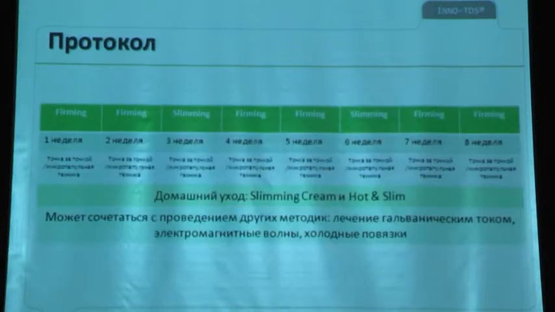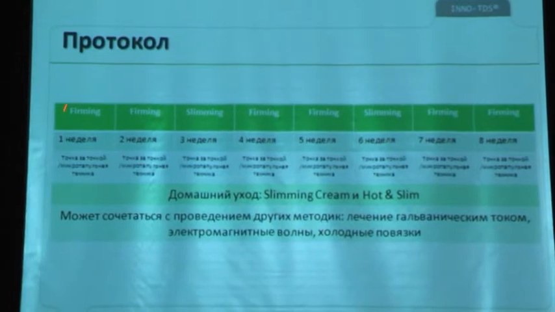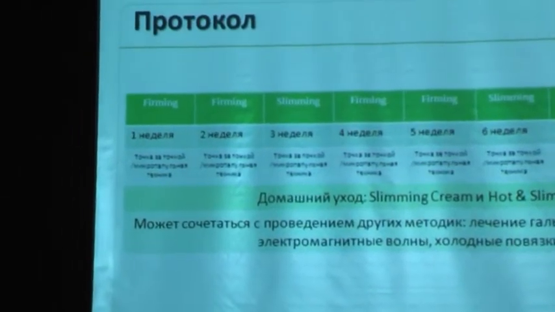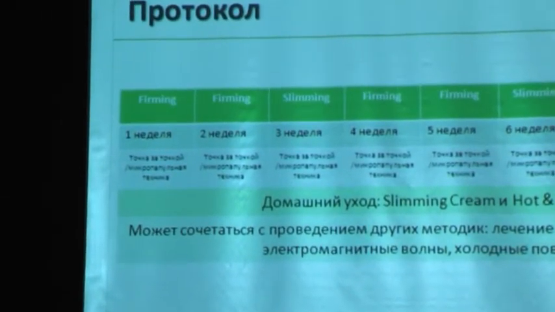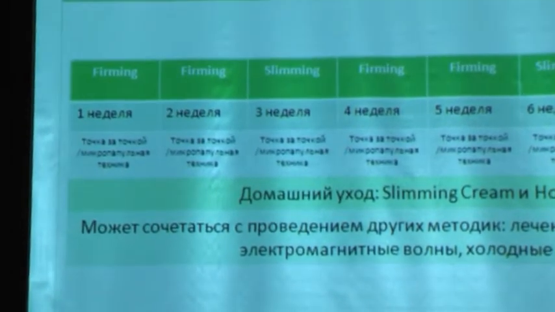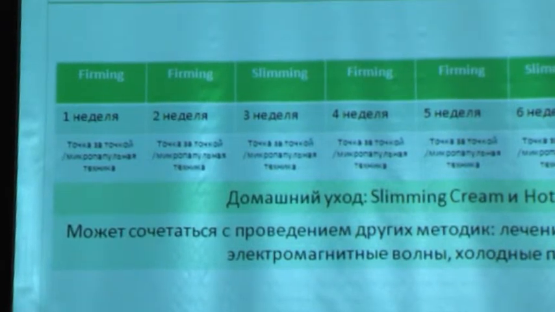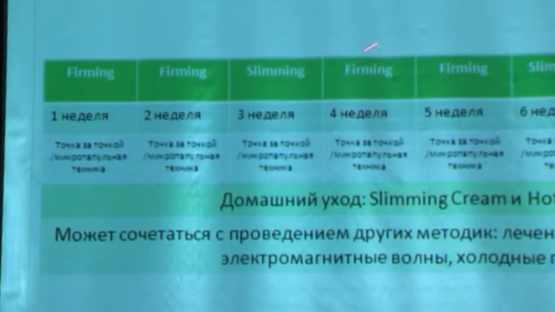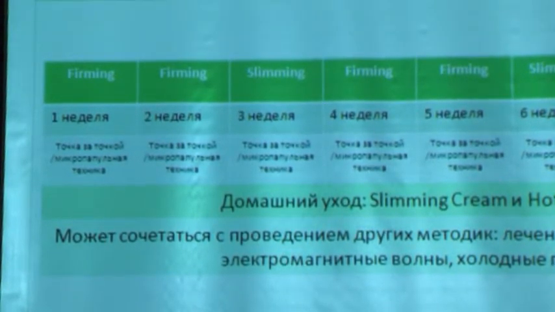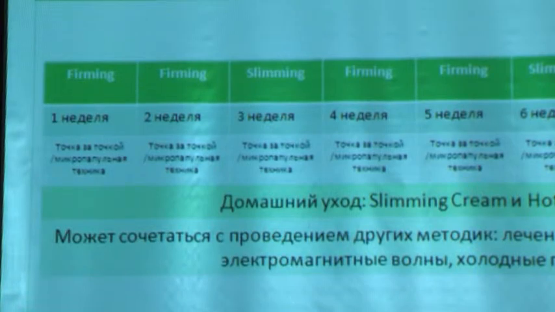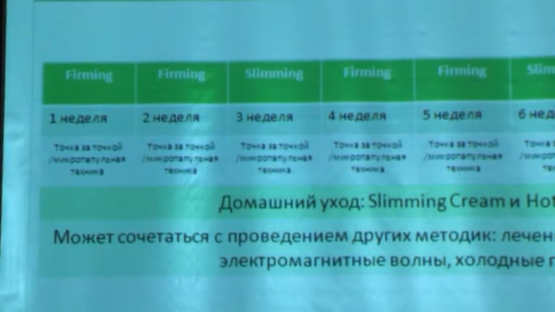Next, the classical protocol: start with 2 sessions of firming, with DMAE, combining with the slimming. Again, 2 sessions of firming, combining with the slimming, and finalizing with the firming. Because we need to reestablish the flexibility of the skin.